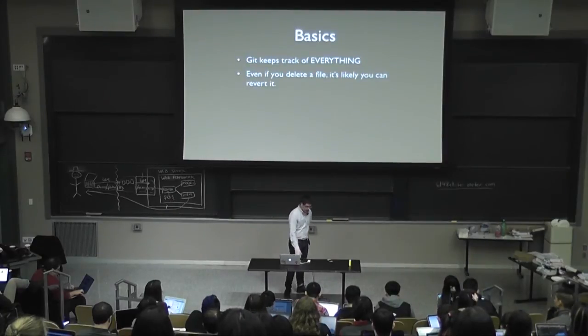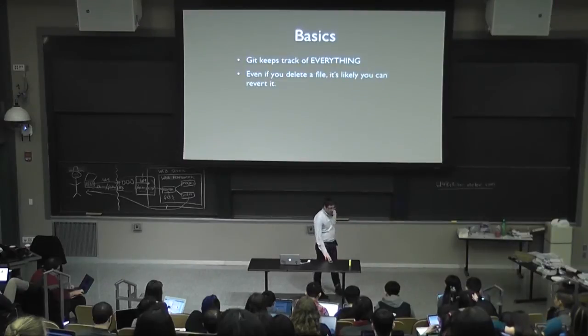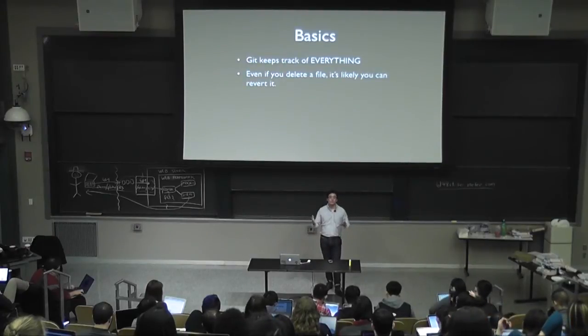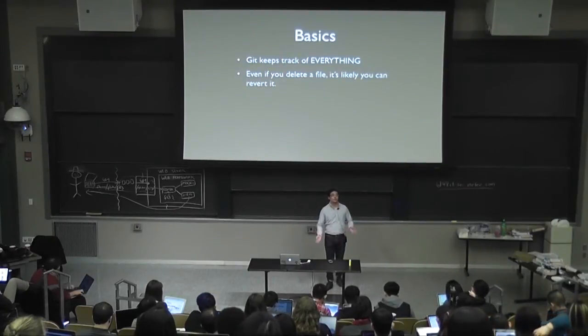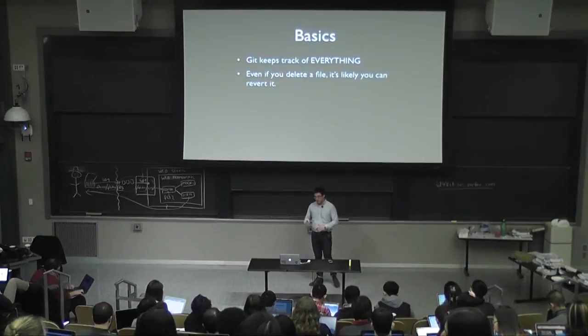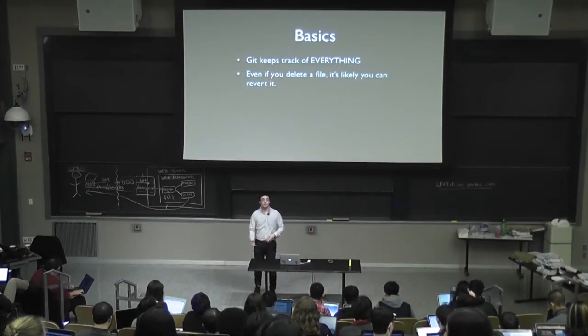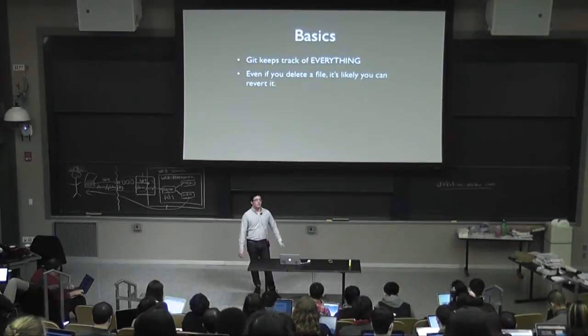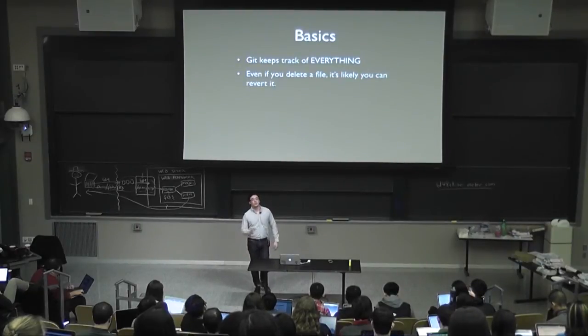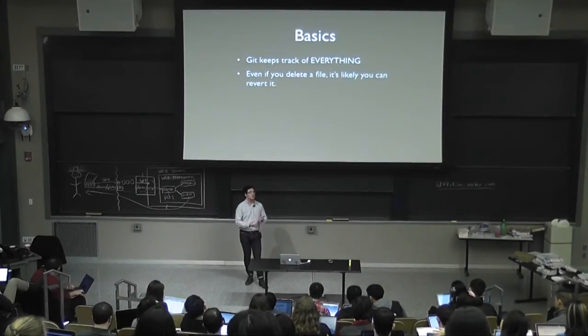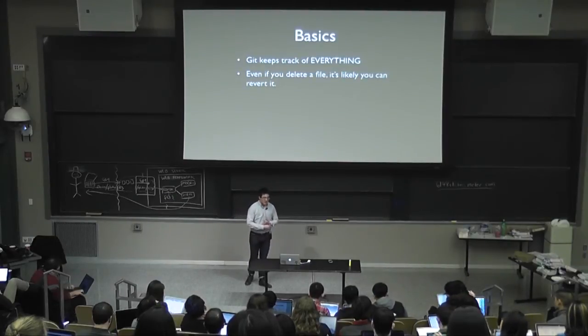So, Git is a version control system. Right? And that means it keeps track of the different versions of your source files. And it literally keeps track of everything. If you commit a file to Git and later decide to delete it, it's actually really hard to delete that file through all of your history. It's basically impossible. Well, not really, but yeah.